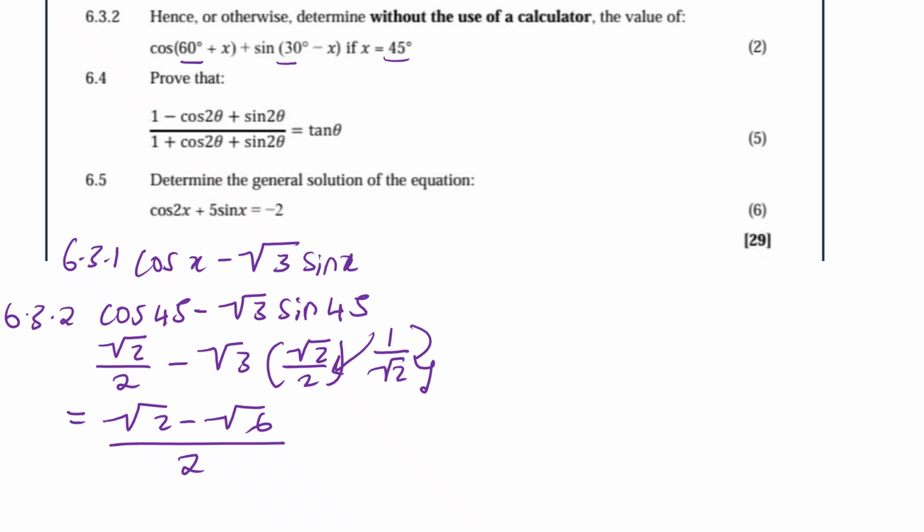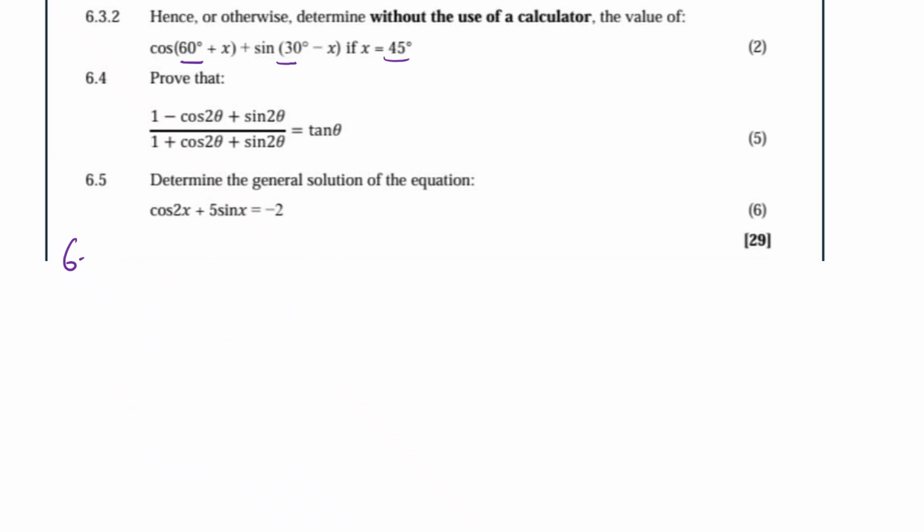Therefore, now 6.4, let's go and prove that identity. So for 6.4, we are asked to prove that this is equal to tan theta. So remember, in an identity, we must always choose the most complicated part, which is our left hand side. Therefore, now we can say left hand side.